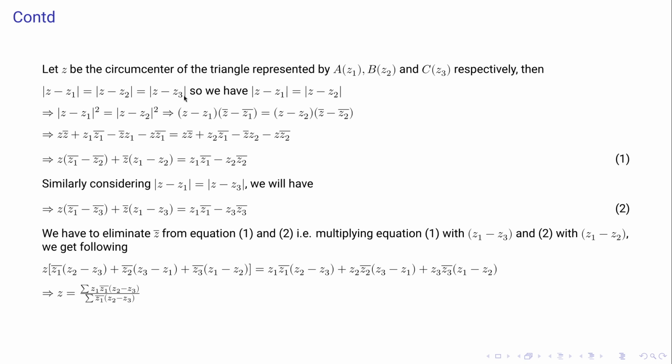Similarly, if you consider the first and the third as a combination, you will arrive at this equation. Now, if you look at these two equations, what is it we have to derive? We have to derive z. z1 bar, z2 bar, z1, z2 are given to us. One problem which we have is this z bar. We have to eliminate this z bar. In this equation also, we have this problem. This is unknown, so we have to eliminate z bar. So you multiply equation 1 with z1 minus z3 and equation 2 with z1 minus z2, and you solve it, you subtract it, and then you arrive at the desired result.